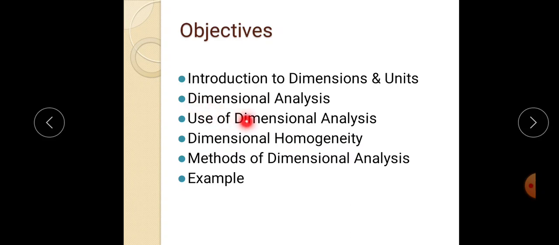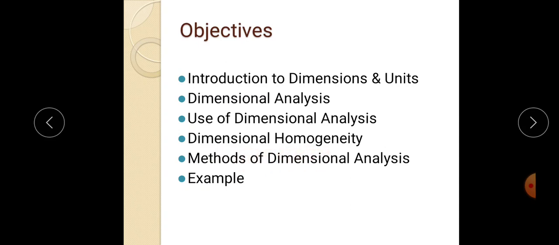Then we'll see the use of dimensional analysis in real life, where we can apply the principles and concepts learned in dimensional analysis. Thereafter, dimensional homogeneity. In dimensional analysis we apply the principle of dimensional homogeneity also, so we'll see that in upcoming slides. And different methods of dimensional analysis also, like there are two methods we'll see in detail: their advantages, their disadvantages, and where we can apply which method.